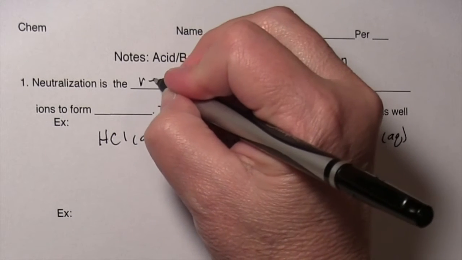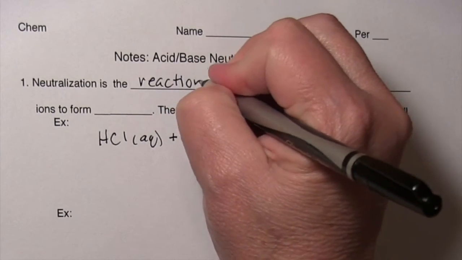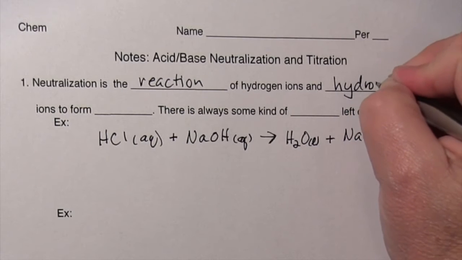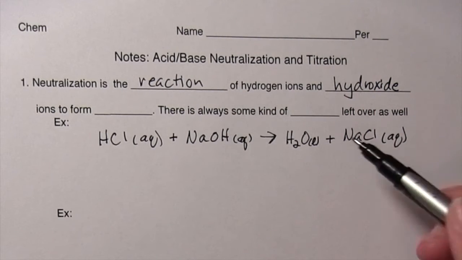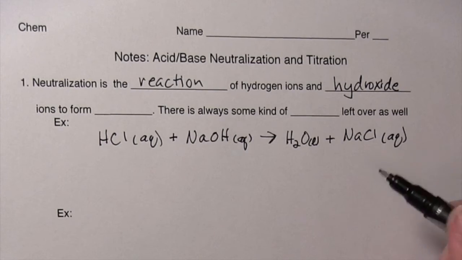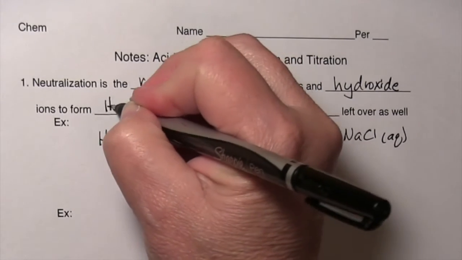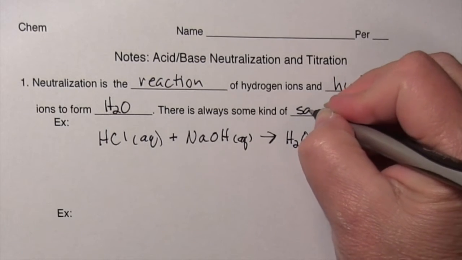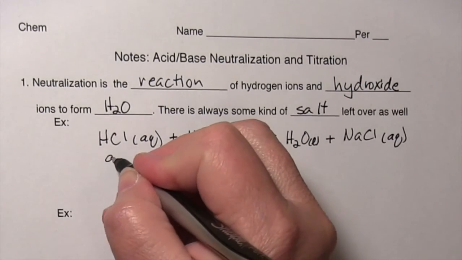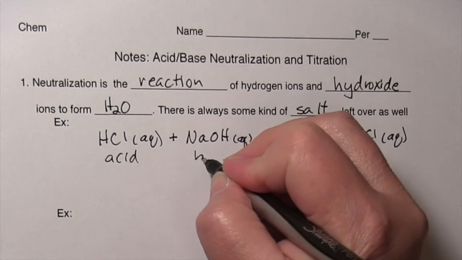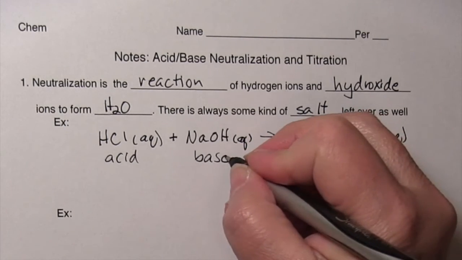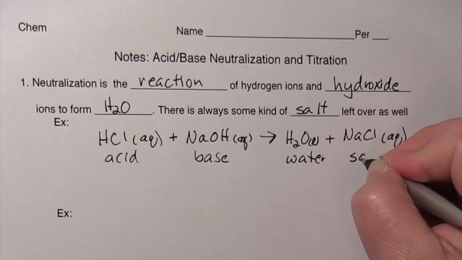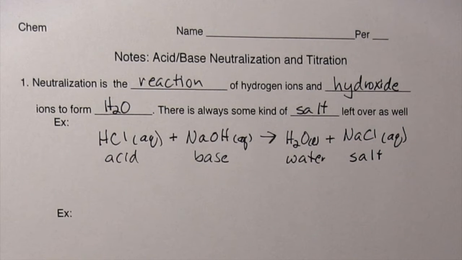It's the reaction of hydrogen ions and hydroxide. So hydrogen ions and hydroxide ions get together and form water. There's always some kind of salt left over as well. So you can see here we have an acid and a base producing water and salt.